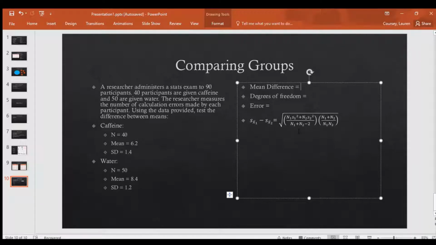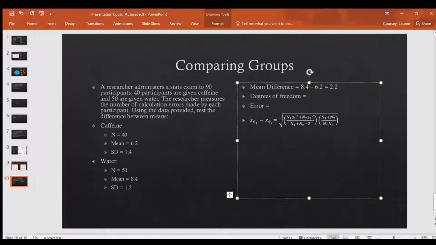The first thing that we'll want to do is to calculate the difference between our two groups. We can take our water group of 8.4 minus the mean for our caffeine group of 6.2. That will give us a mean difference of 2.2.